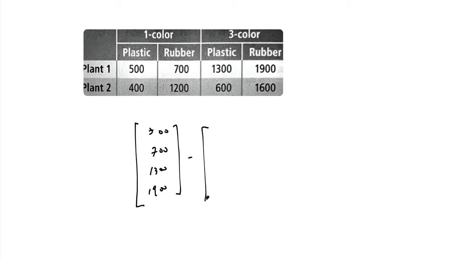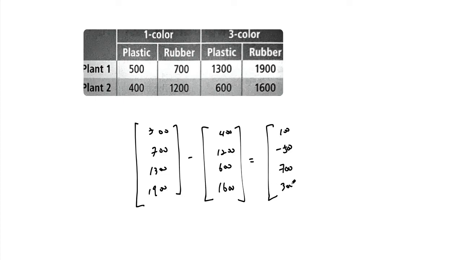And you subtract the output of the second plant. Okay, so you can use the matrix subtraction to get 100. Here you're going to get a minus 500. And then here you're going to get a 700 and 300. If you add all this up, that's going to be the total difference in the output of the two different plants.